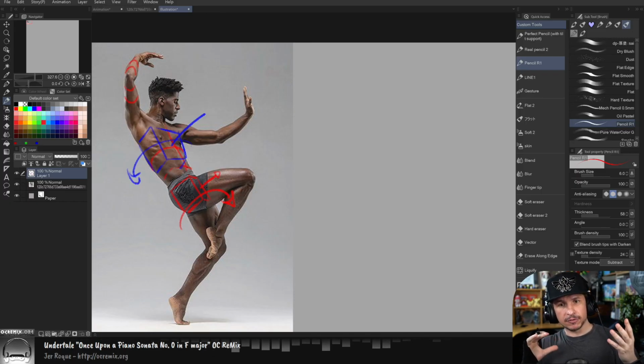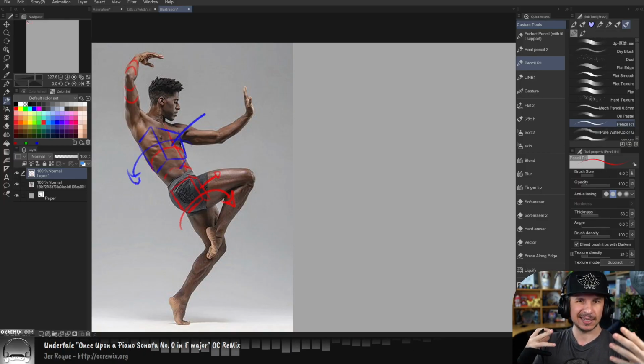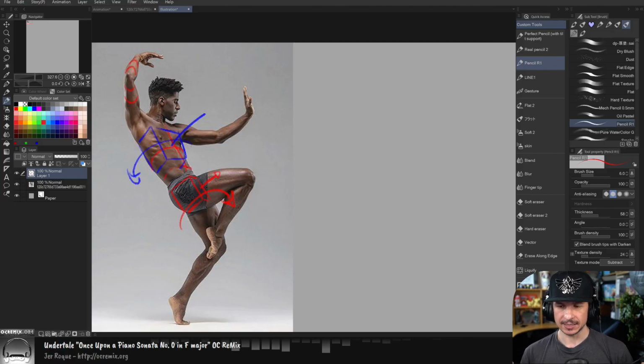So we want to think of those 3D forms. If we're not thinking of 3D forms, what we end up creating is a flat mimic of the pose, but we're not capturing the depth of it. So that's very important and something that I struggled with quite a bit when I first started out.